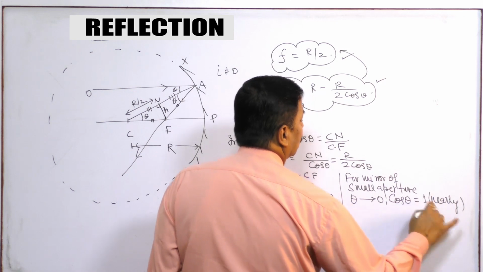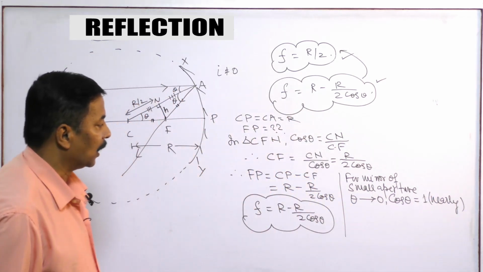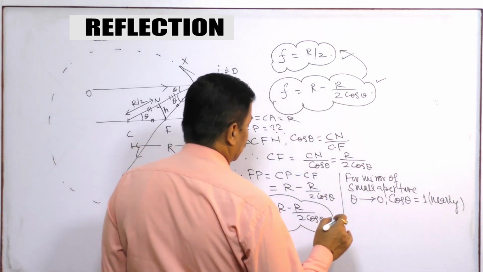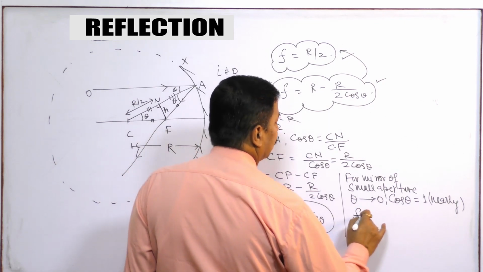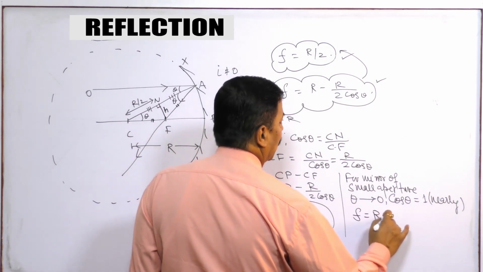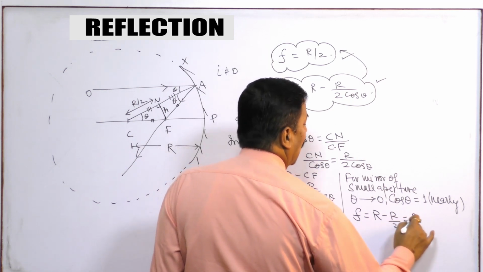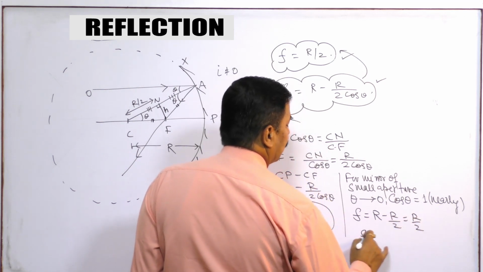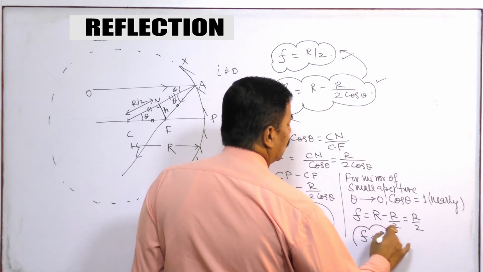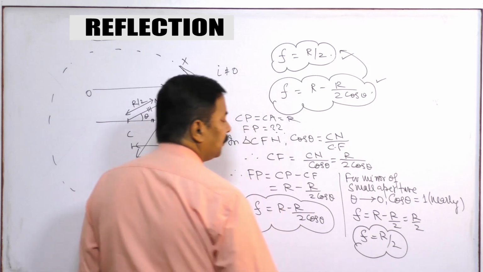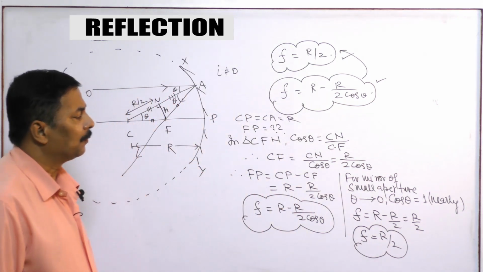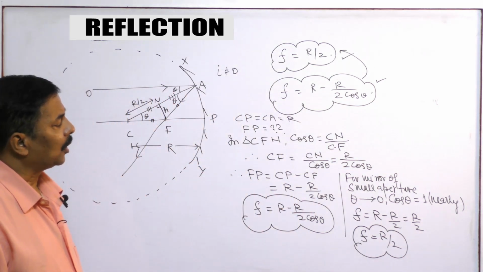Cos theta nearly becomes equal to 1. And then for a mirror of a small aperture, f is equal to R minus R by 2, that is R by 2. So f is equal to R by 2. This formula is valid for a mirror of a small aperture.